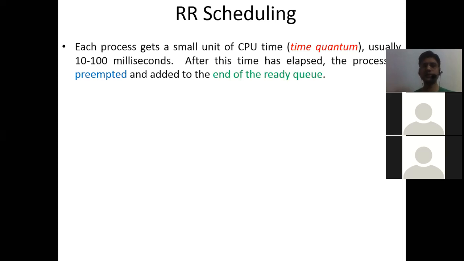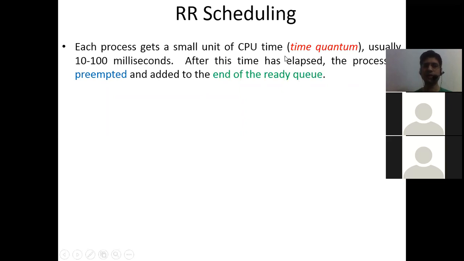Each process gets a small unit of CPU time. This is called the time quantum. You may think of a time quantum just like a time slot, as we have time slots in a Viva examination. After your time quantum expires, another person in the queue has the privilege to go into the examination room, or the Viva chamber, right? So you can think of the time quantum as a time slot.